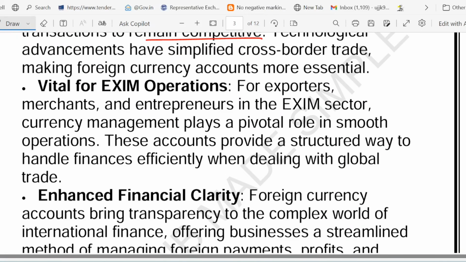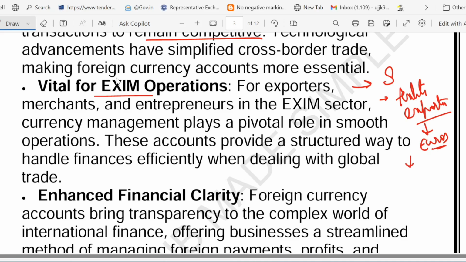Second point, it is vital for EXIM. You know what EXIM is? EXIM is export-import operation. These accounts are like a Swiss Army knife for importers and exporters. They handle all currency needs in one place. For example, suppose there is an Indian textile exporter who is getting paid in euros. He can use a euro account to pay their Turkish fabric supplier without converting to rupee first.